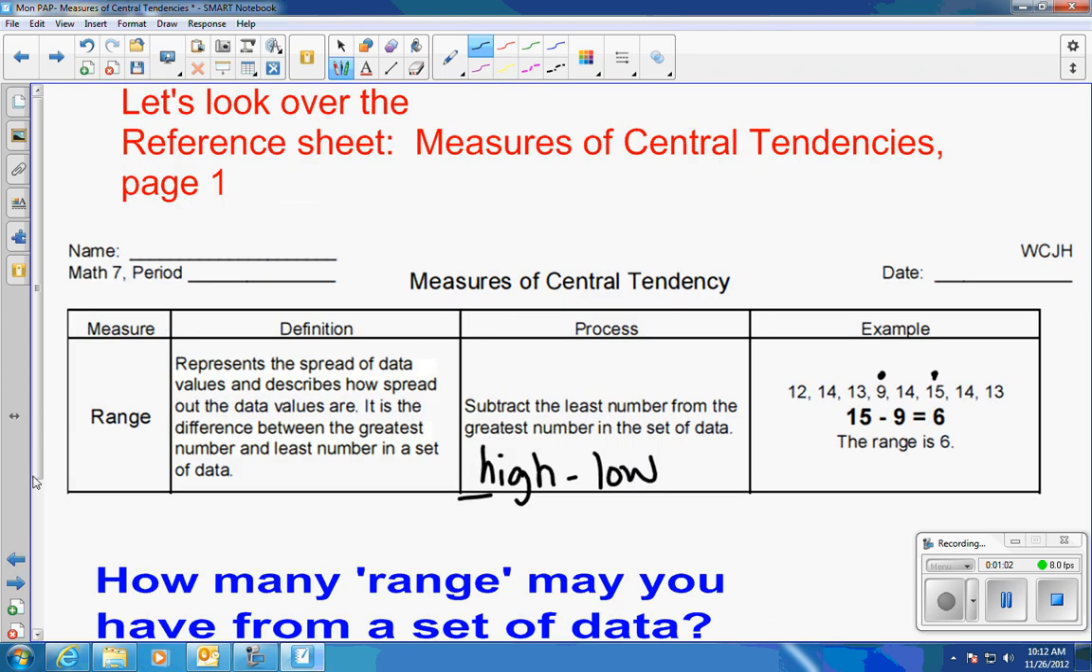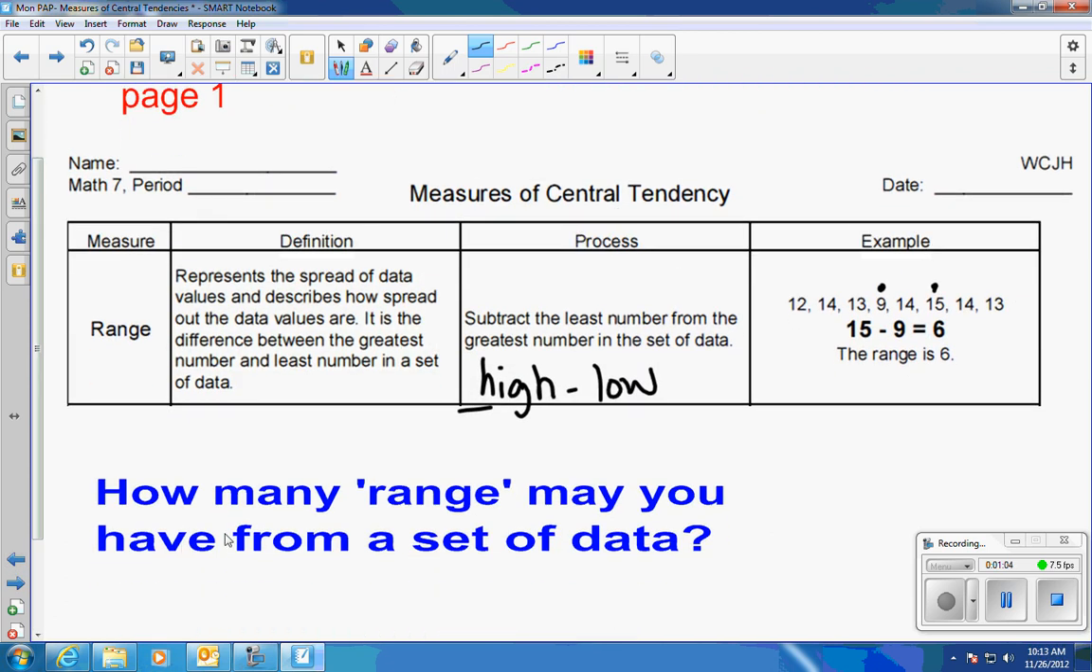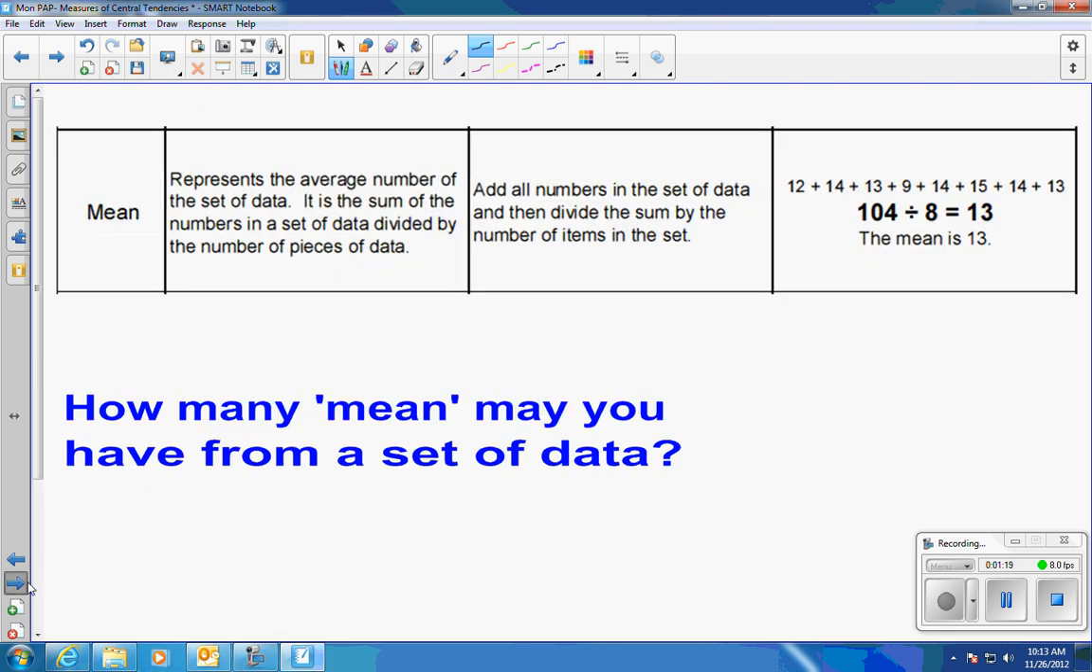Okay, and then actually I had this one question on the bottom that we need to answer. It says, how many range may you have from a set of data? Is it going to be 1, 2, 3, or just one number? So when you look at this, whenever you're doing high minus low, it's always going to be just one answer.